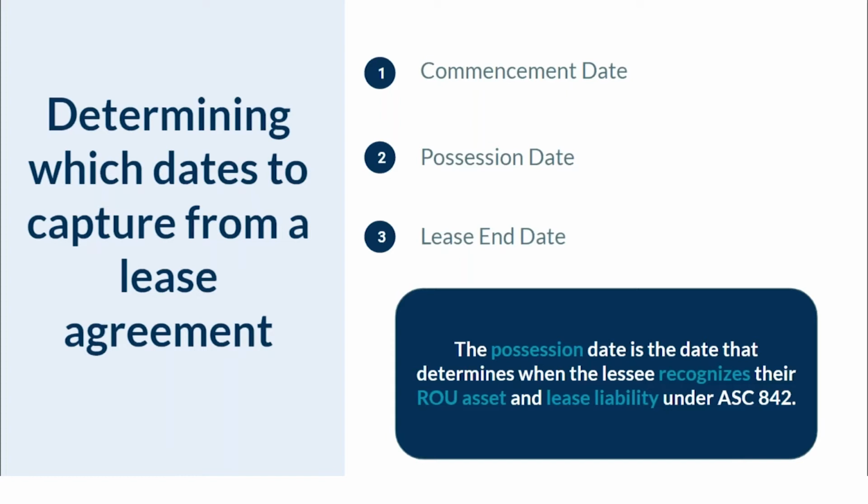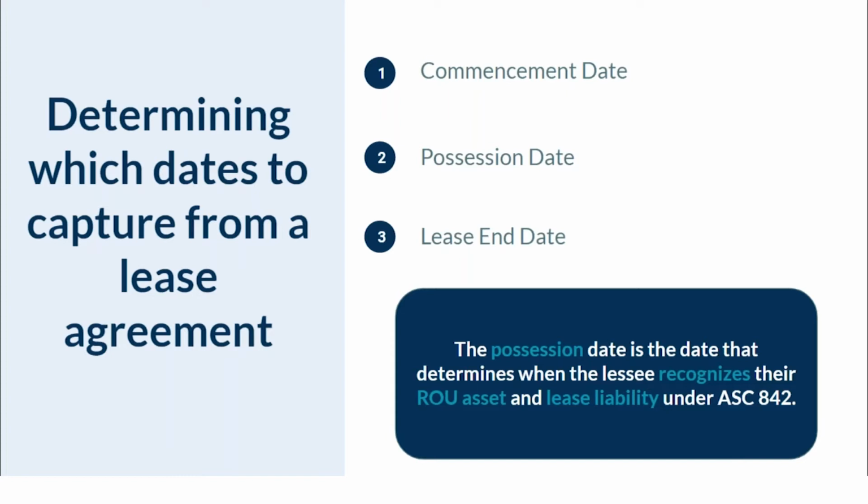The lessee may gain control of the asset before the commencement date stated in the contract, before the lessee is required to begin making payments, or even before the lessee begins using the asset. However, none of these have any bearing on when the lease is recorded. If the lessee has control or access of the underlying asset, then the lease is recorded on the balance sheet.